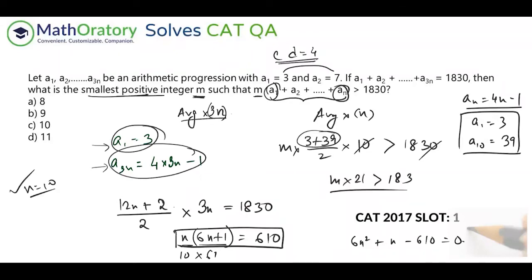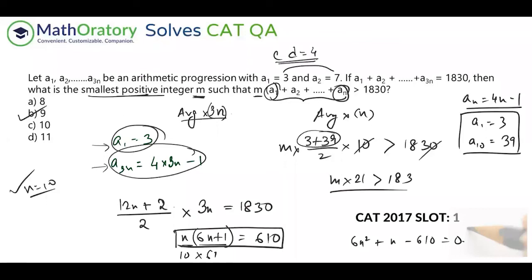If you put m as 8, that doesn't work, but m as 9 definitely works, right? And 9 into 21 is 189. So m equal to 9 is the answer. Don't think that I checked the options. I was looking at the values only. It's just a coincidence that I tested 8 first, because I noticed 9 immediately, because 9 into 21 is 189. So 8 doesn't work, so 9 should be the answer, something like that.